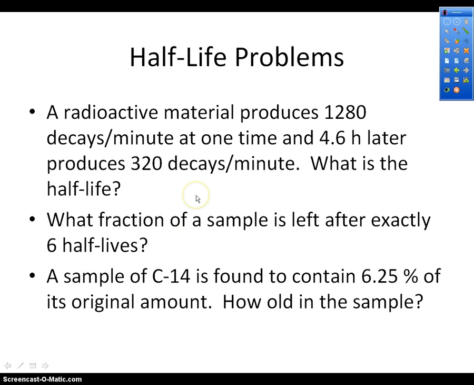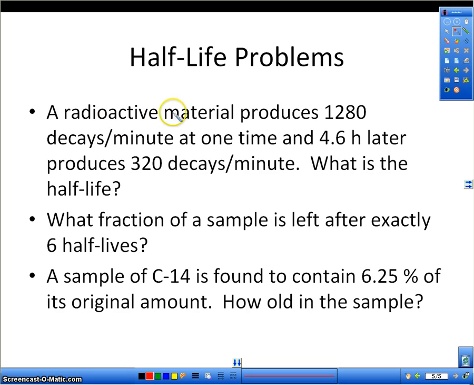So a couple of examples. You can do this for both the amount of material remaining and the activity, how active the sample is, decays per second. So if they tell you that a sample produces 1,280 decays every minute at one time, and then 4.6 hours later it's at 320 decays per minute, they want to know what the half-life is. So you need to figure out from 1280 to 320, how did we get there?